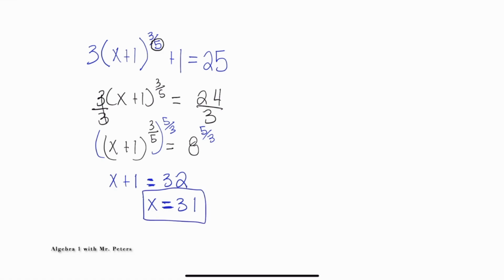Now, if we plug this back in, 31 plus 1 is 32. We know the 5th root of 32 is just 2, right? If we take 2 to the 3rd power, that's 8. 8 times 3 gives us 24. And when we add that plus 1, 25 is going to be our answer. So we know that this is the correct answer and it will satisfy the radical equation.